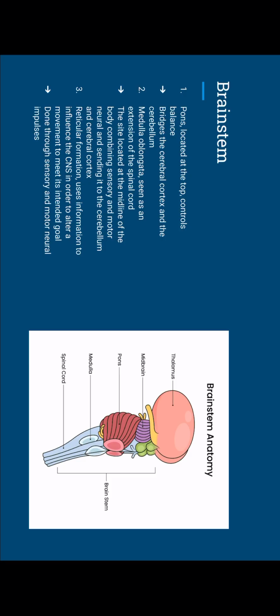Lastly, we have the brainstem, and this is divided into three parts. The first is at the very top, which is the pons, which is in charge of balance. Next, we have the medulla oblongata at the bottom, which is also known as the extension of the spinal cord. And lastly, we have reticular formation.